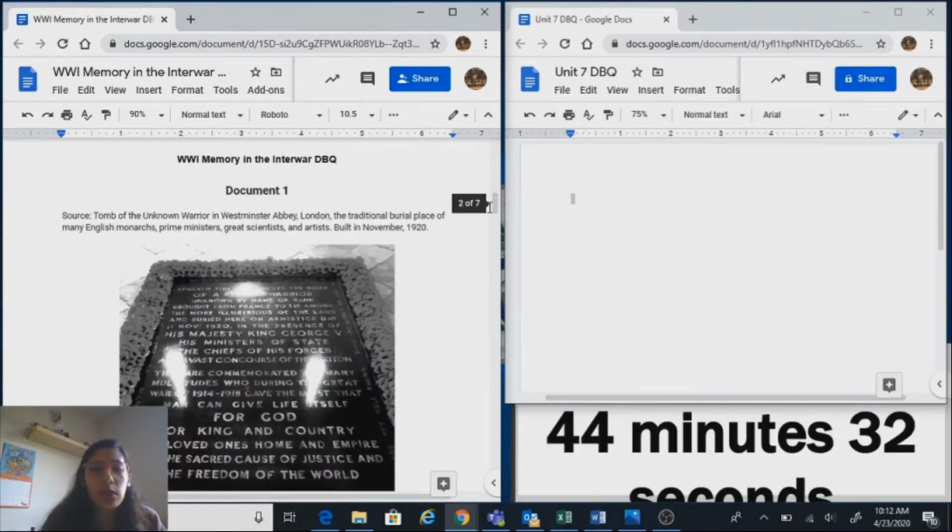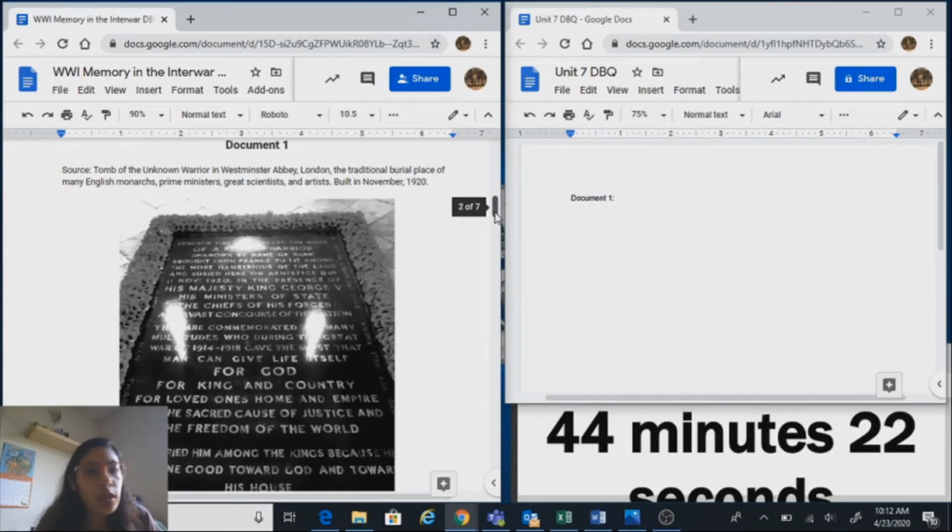All right, so as I'm analyzing my documents, I'm going to write document 1, and then I'm going to write who is this document from, who's the source, what's the time period, and who is it for, and what does the document say.